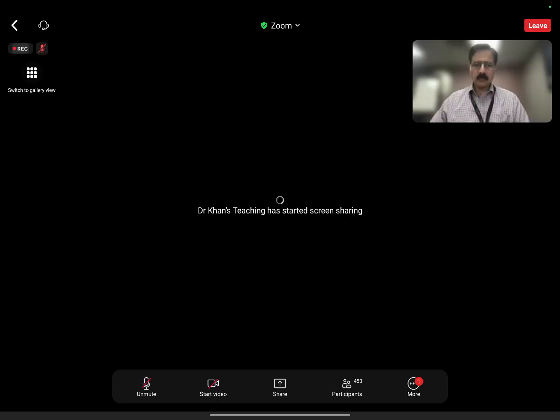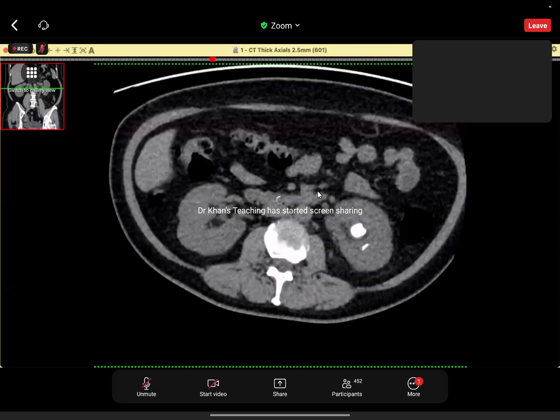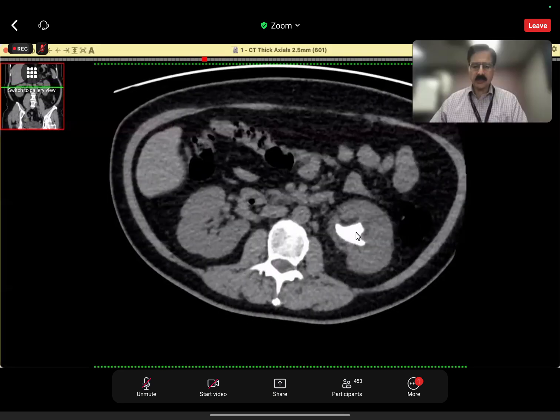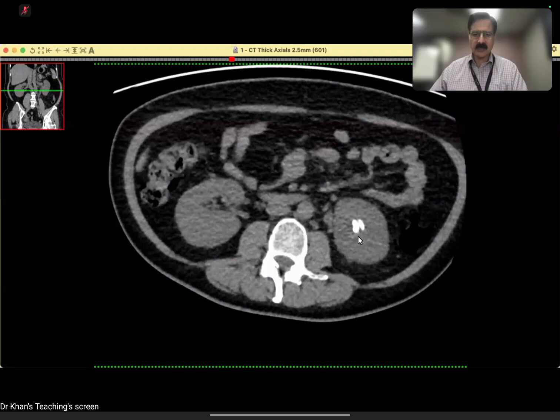Now, in this particular case, if you see what are the learning points here. So the findings were well picked up. Just a bit of fine touch that there is a staghorn calculus here, and we can see that there is hydronephrosis. So this was the main finding.